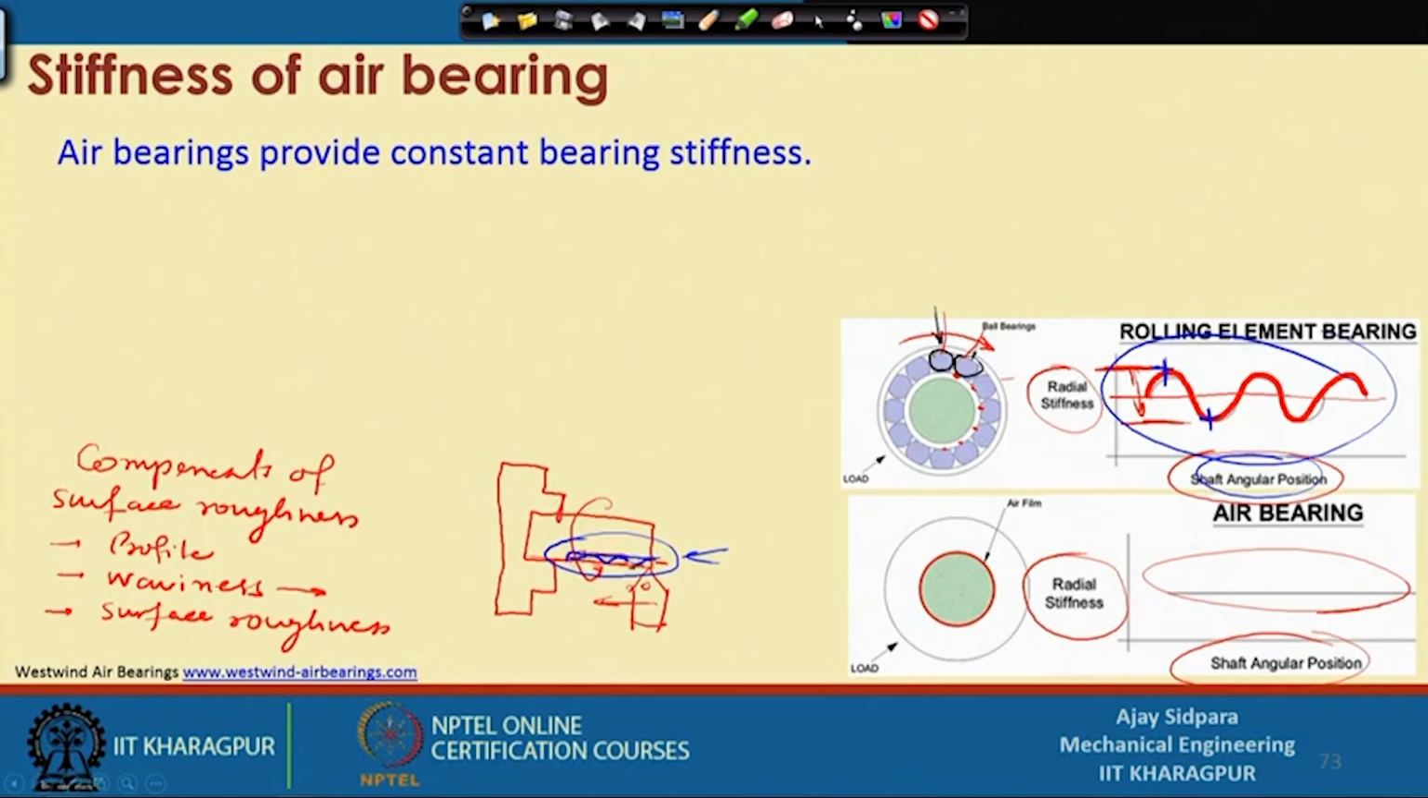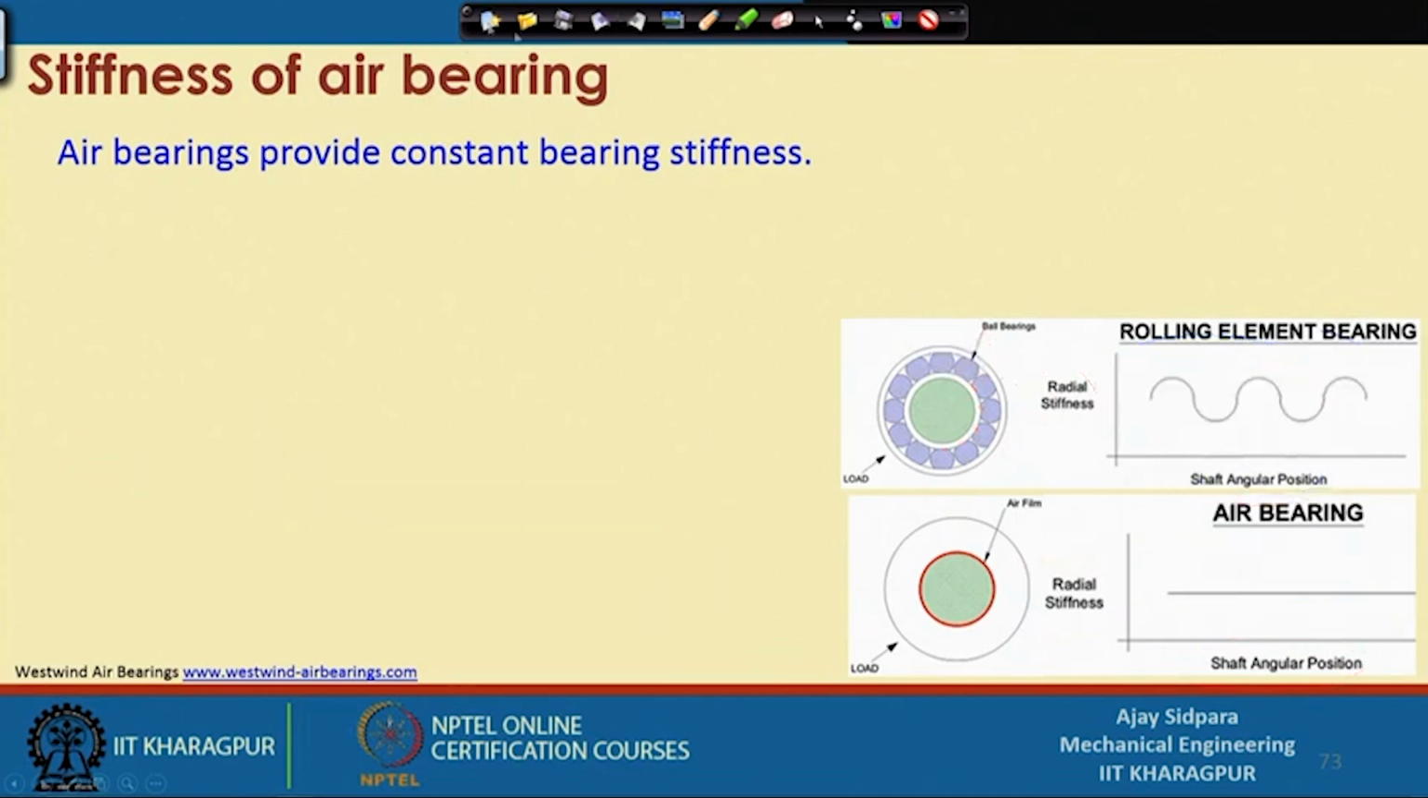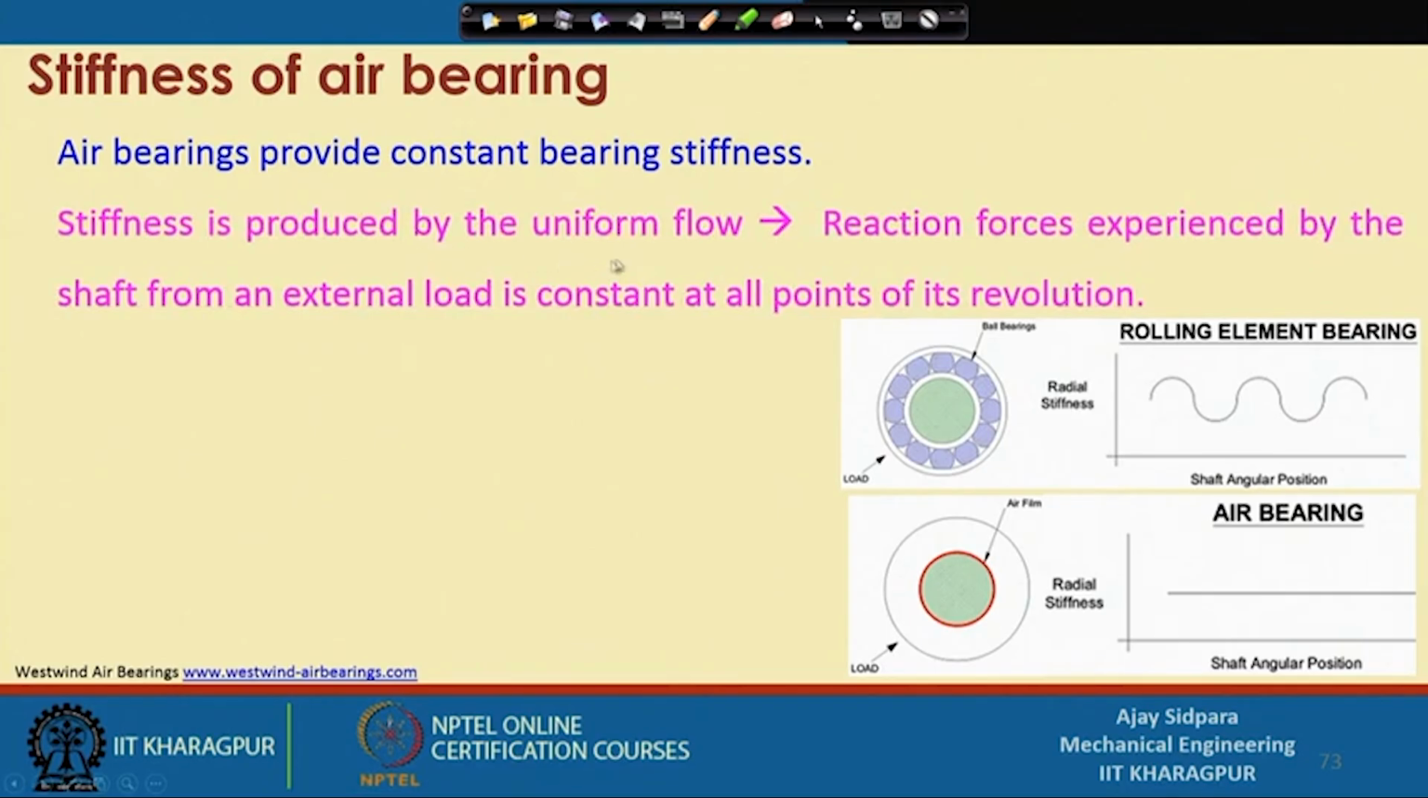So, that is very useful, particularly when you are talking about micro machining or micro turning operation, where you want to cut a straight channel or do a straight turning operation. Right, the stiffness is produced by the uniform flow in the air bearing, and the reaction forces experienced by the shaft from the external load are constant at all points of its revolution.